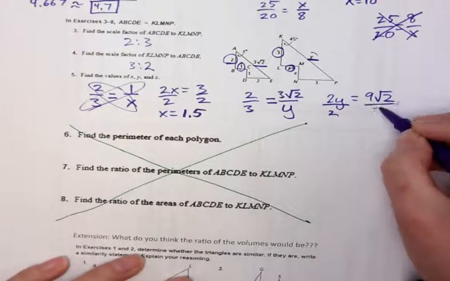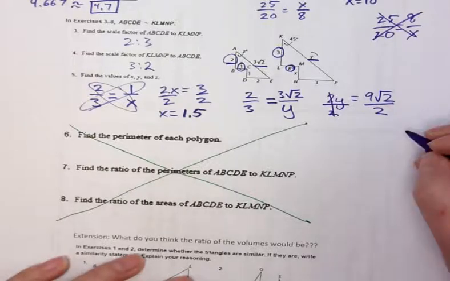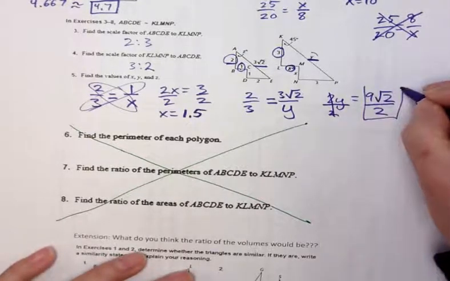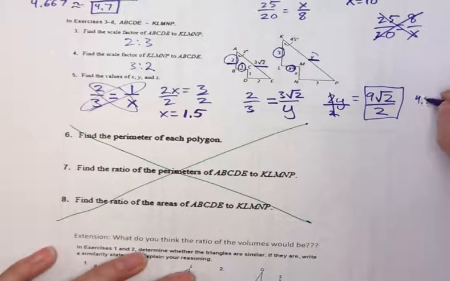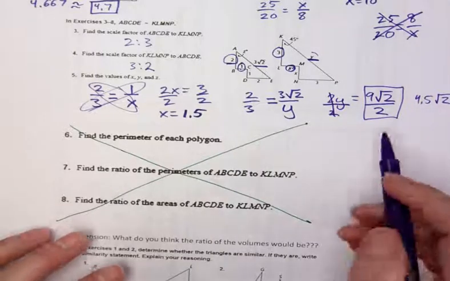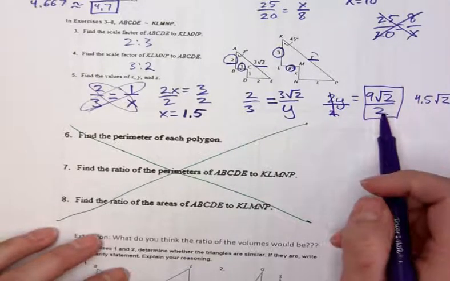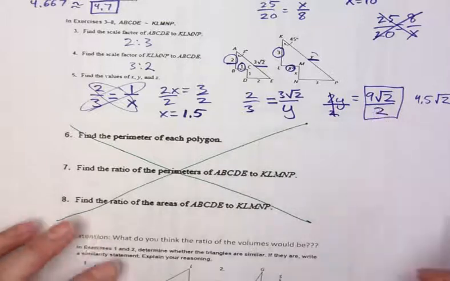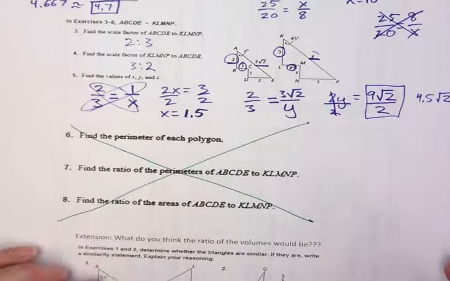And when I divide by 2, I could leave it in this format. I could do 4.5 root 2. I could then type in my calculator and find the decimal answer for square root of 2. Generally, when we get to special rights later on, you're going to just leave it in this format, which would be the most common.